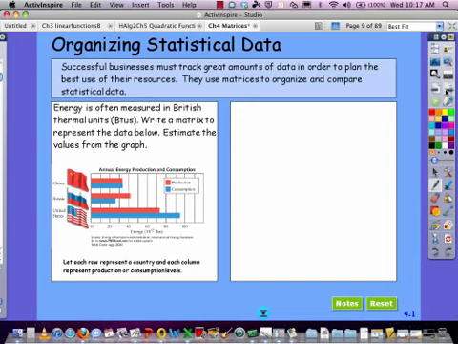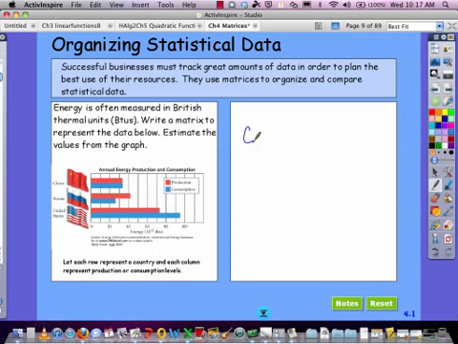Now, if you look at this data chart, it is based on production and consumption. It's energy. Write a matrix to represent the data below. Estimate the values from the graph. So you don't really have pure numbers here, so you are going to be estimating, and we'll just do a couple to try it. But it does say let each row represent a country. So you know your rows represent your countries.